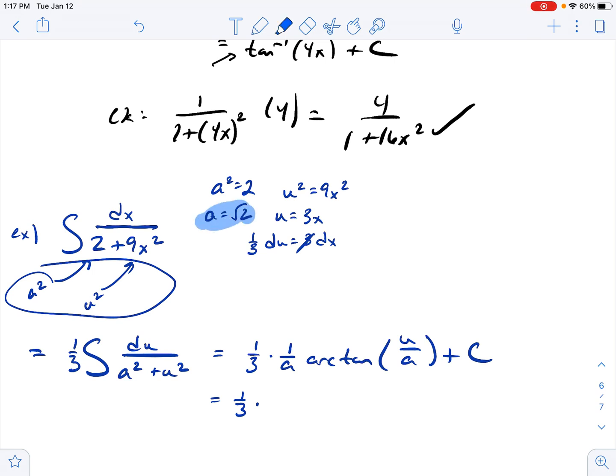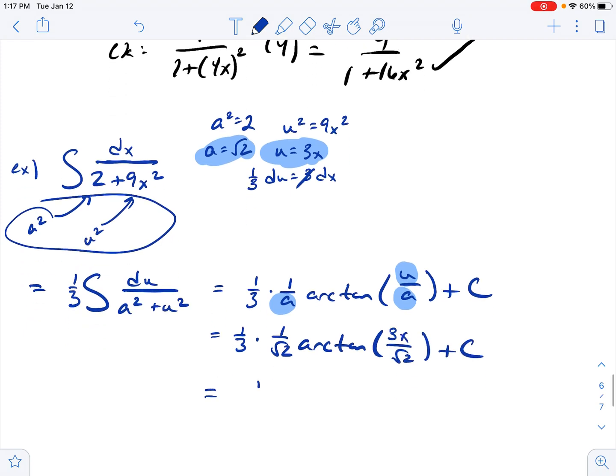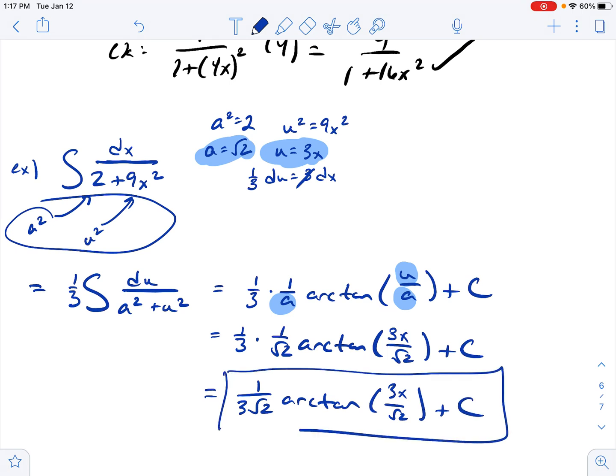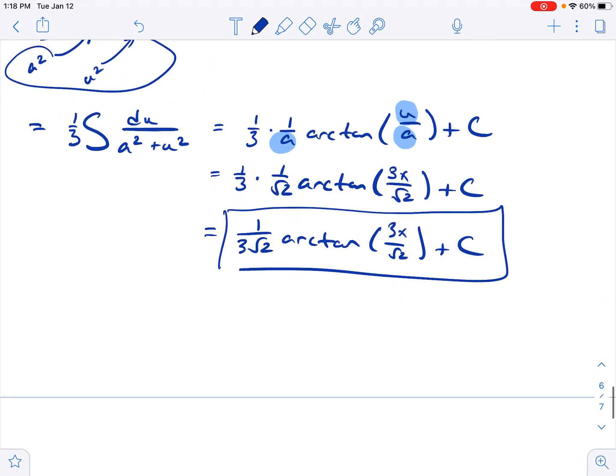1/3 times, okay, a is radical 2. Arc tan, u is 3x here, 3x over radical 2. All right, so 1 over 3 radical 2, if I want to clean that up just a little bit. And there's the end result. And it's fine to leave radicals in the denominator in this class, okay? You don't have to worry about that. All right, so there's kind of like, what I would call, some basic ones, okay?